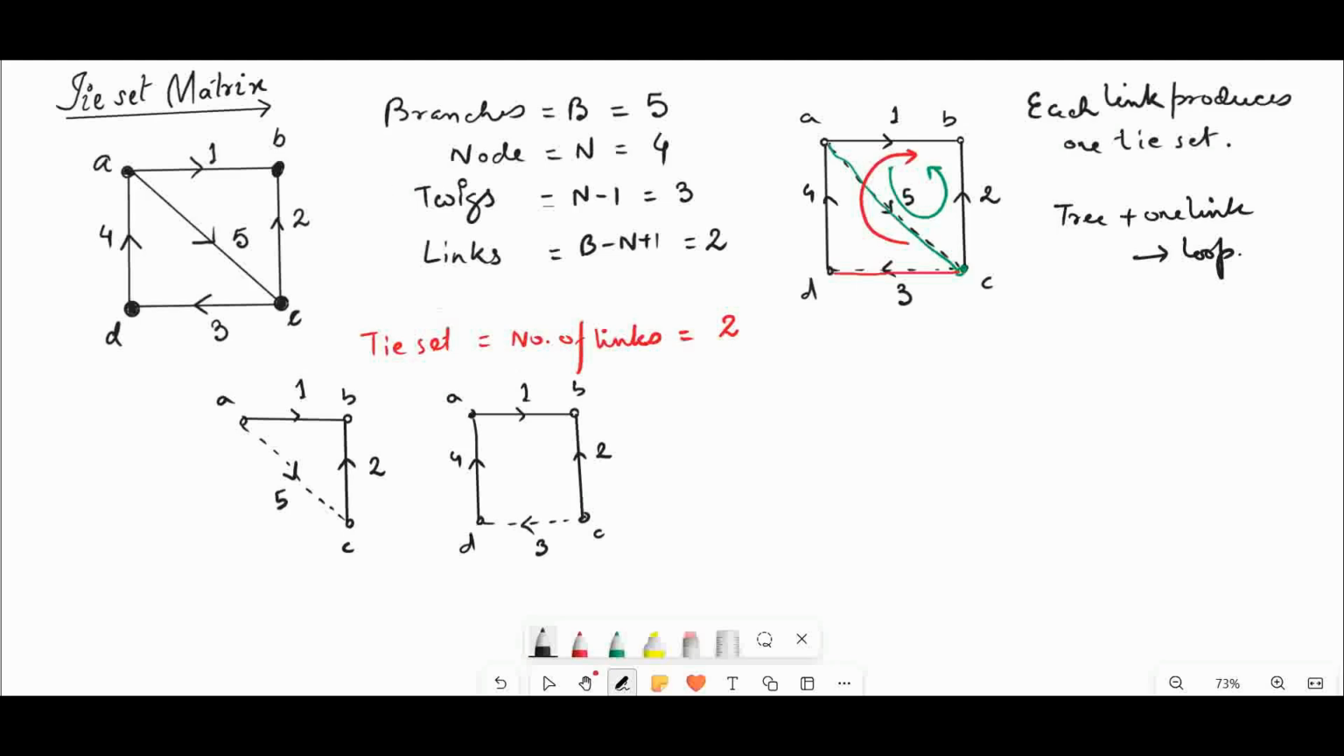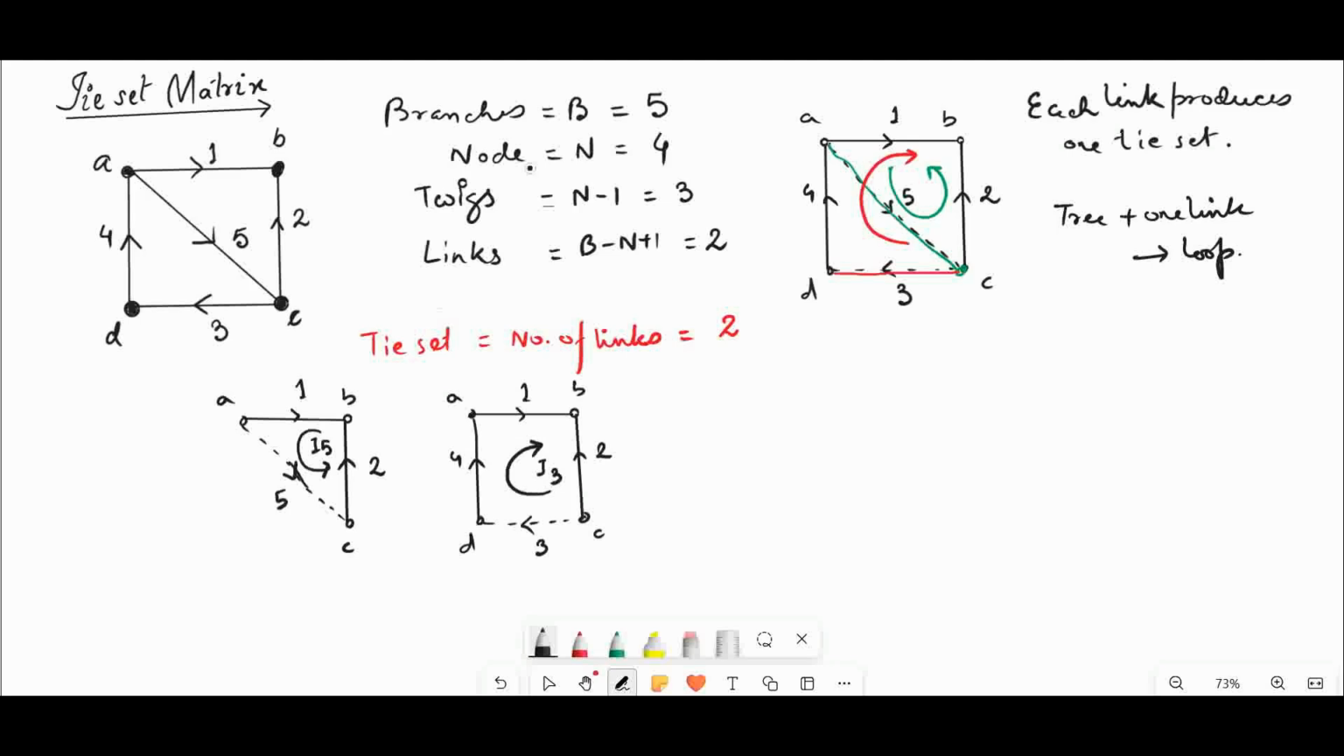Now we'll be writing down the tie-set matrix. The tie-set matrix will contain loop currents. These two loops will contain loop currents, and the direction of the loop current will be the direction of the link. The link in the first case is moving in this direction, so the loop current will also be in the same direction. Let us consider it as I5 because we are considering link number 5. In the second, we have this as the direction of the current, and the name is I3.